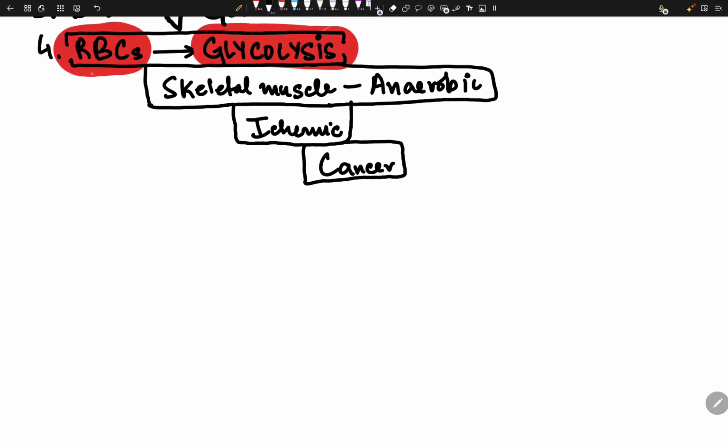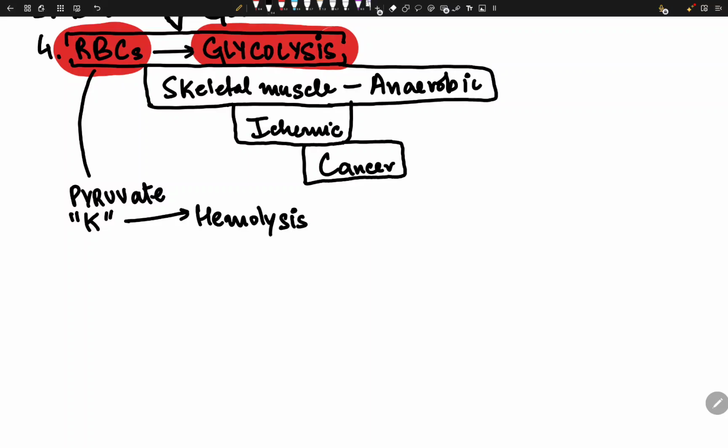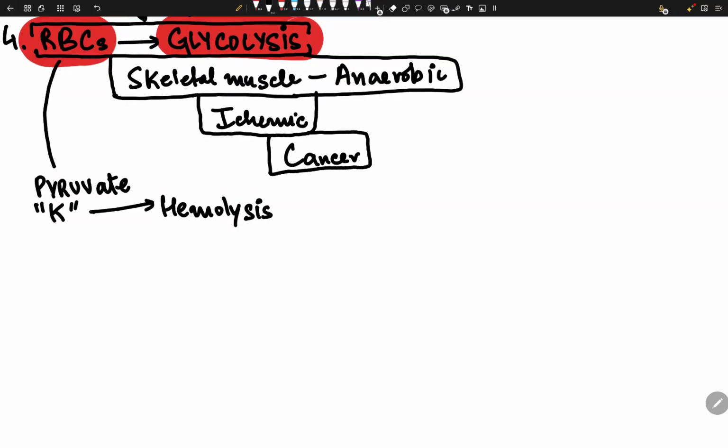So if we have pyruvate kinase deficiency, we're going to have hemolysis. Right? Simple. During myocardial ischemia, glycolysis becomes important, right? That's very important right there.